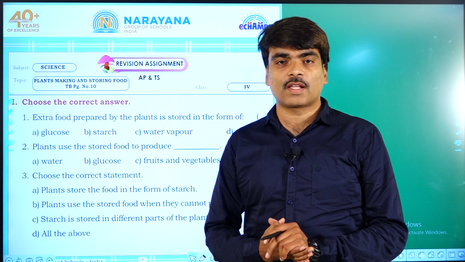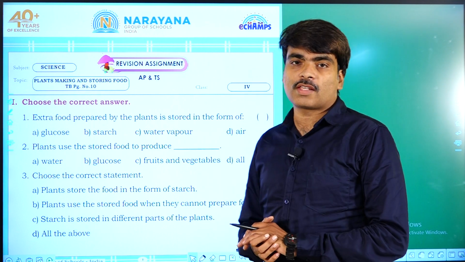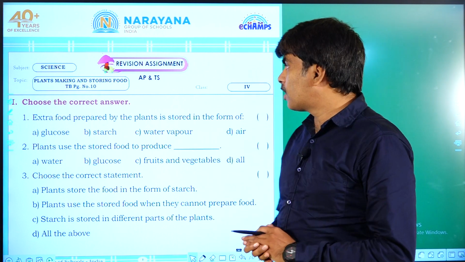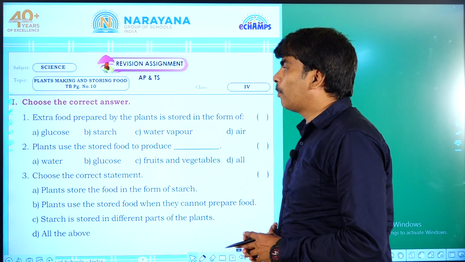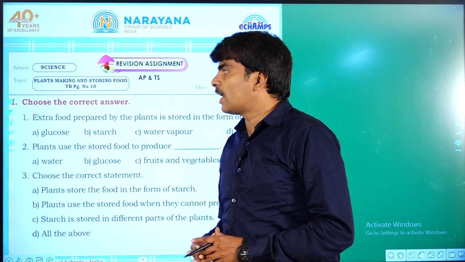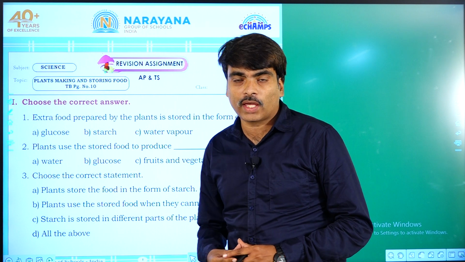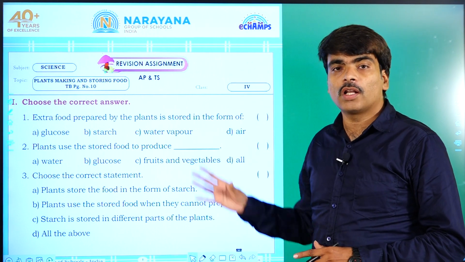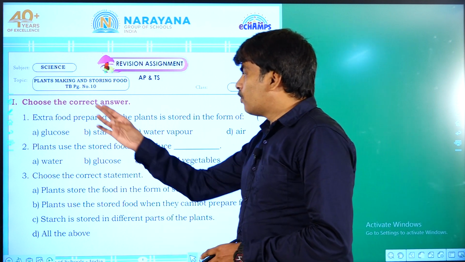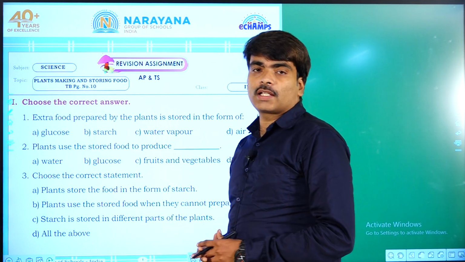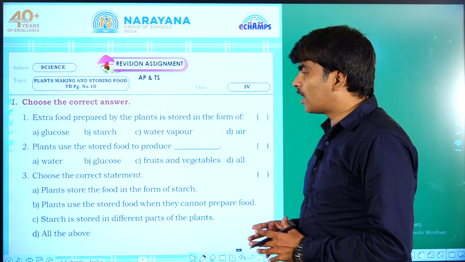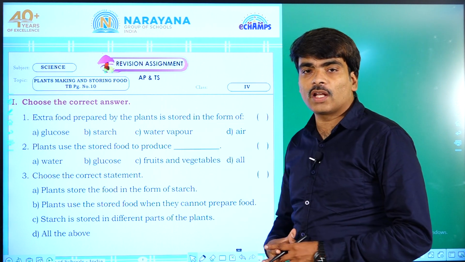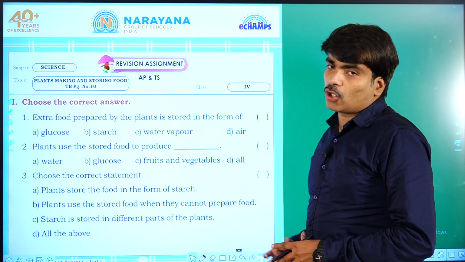Today our amazing assignment session is a revision assignment for class 4, from Plants Making and Storing Food, textbook page number 10. We have some tasks to be done here. The first task is choose the correct answer. Some questions are provided, along with some options, and we are going to choose the correct option for each.